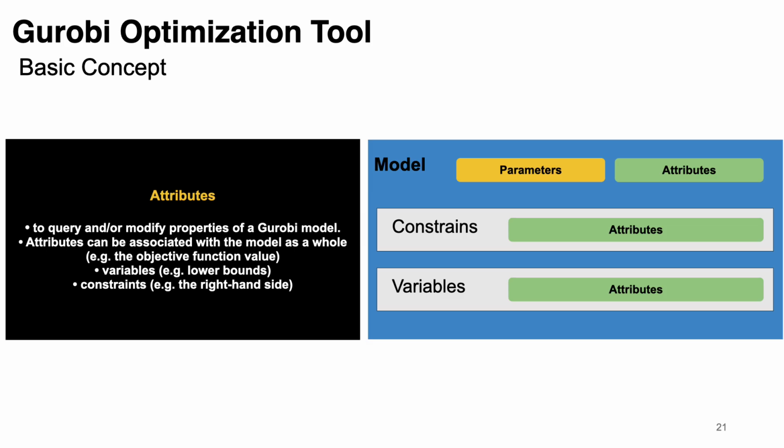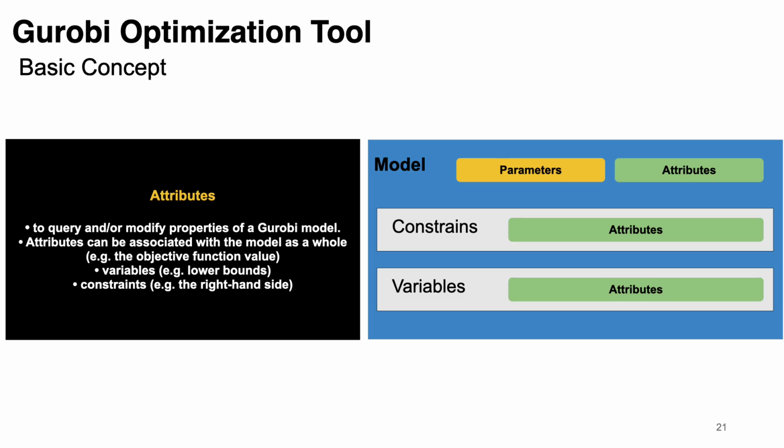To finish our conceptual overview, let's look at attributes. While parameters control the how of the solver, attributes are used to query or modify the specific properties of the Gurobi model and its components. As you can see in the diagram, attributes are organized into 3 levels. First, we have model attributes, which describe the problem as a whole, such as the total number of variables, or the final objective function value.